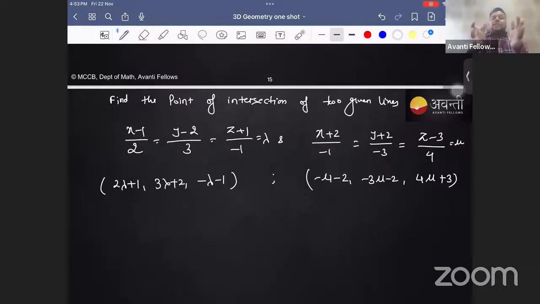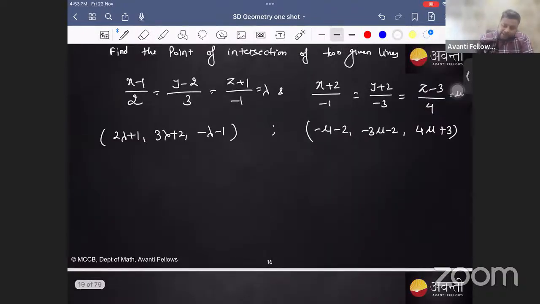Now do one thing. See what will happen at the point of intersection. The X coordinate will match, Y coordinate will match, Z coordinate will match. So that will be one single point on both the lines. So what you need to do is equate X coordinates. So 2 lambda plus 1 is minus mu minus 2, so mu plus 2 lambda is minus 3.